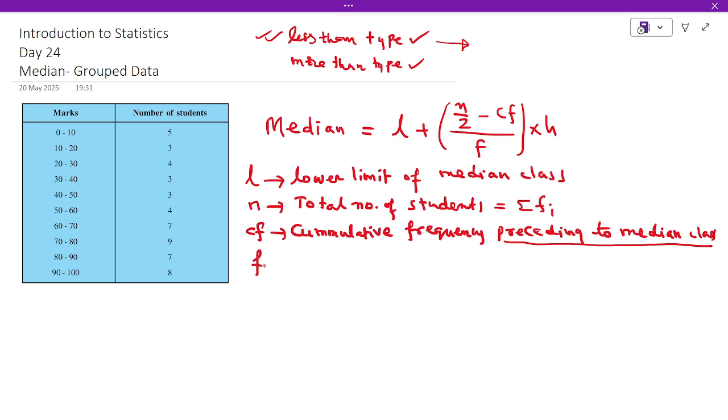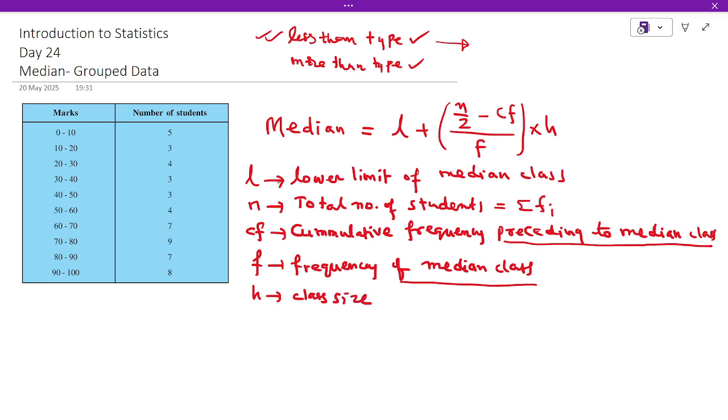And then we have F. Generally we use F for frequency, right? But frequency of what? Because here we have various frequencies. For each class interval we have a frequency, but which one should we consider? We should consider the frequency of the median class. So you should be very careful: CF is preceding the median class and F is of the median class. And then we have H. This is our general convention: H is used to denote the class size.